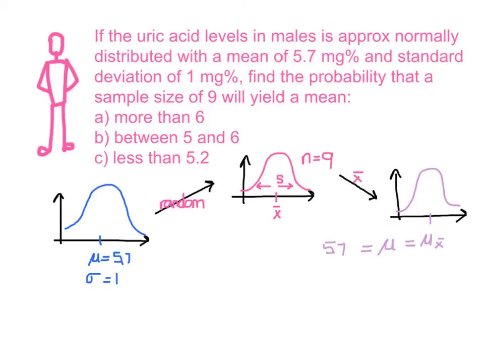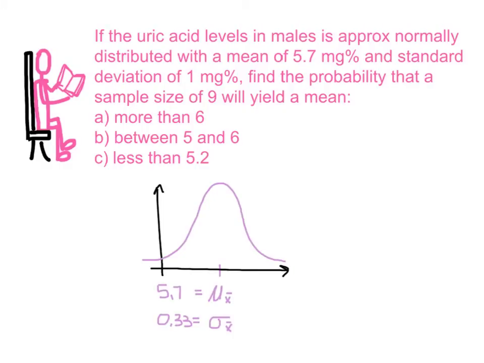And we know something else. We know that the standard deviation of this, which we also call the standard error, is equal to the standard deviation of the population over the square root of n. And we know both of those numbers already. We know that's 1 over the square root of 9, which equals 0.33. So now we have all of these values for our sampling distribution. Now, armed with this, we can answer these questions here. And so, let's do it.